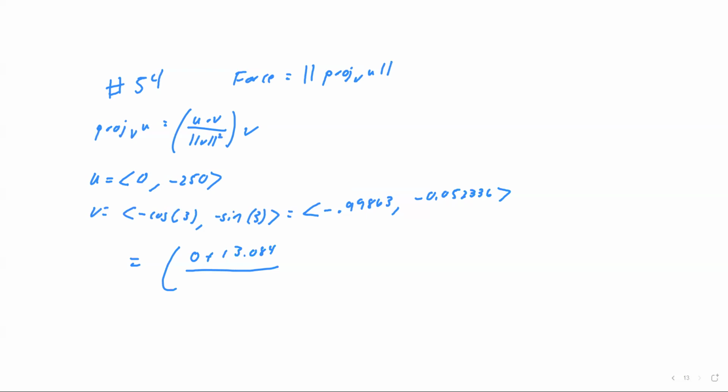Oh, why did it do that? It gives you 1, positive 1, and the square root of 1 ends up being 1. Man, that's nice. Times v. So this ends up just really being 13.084 times this vector v.